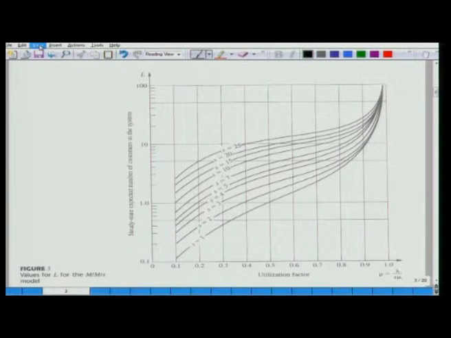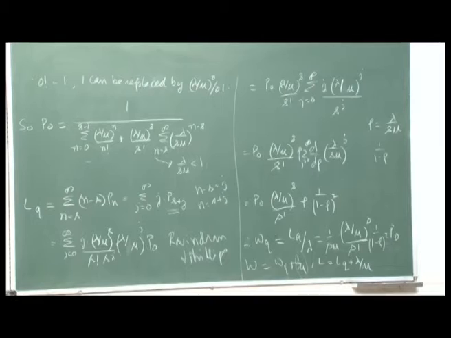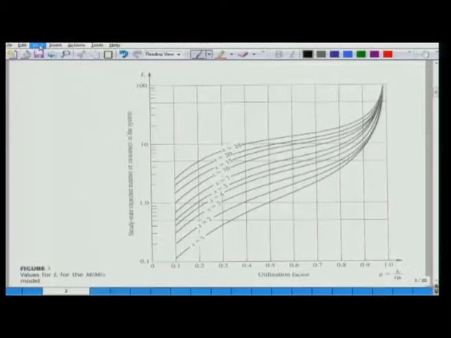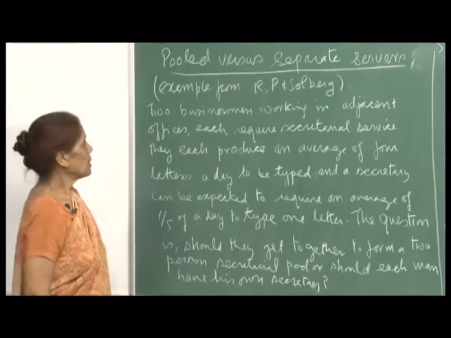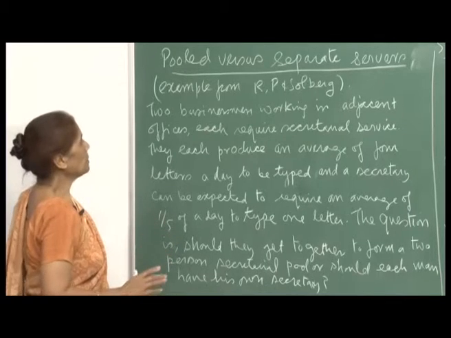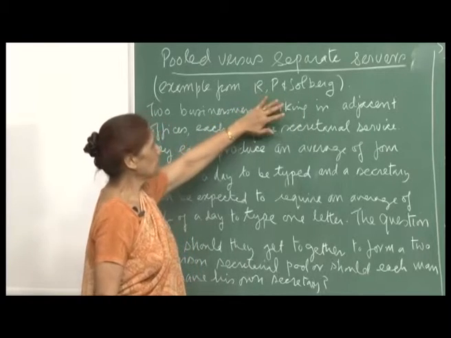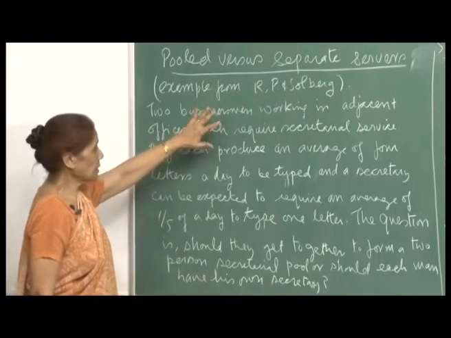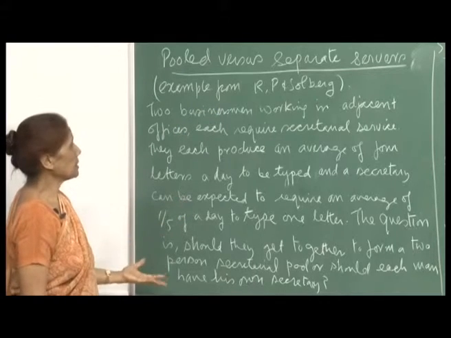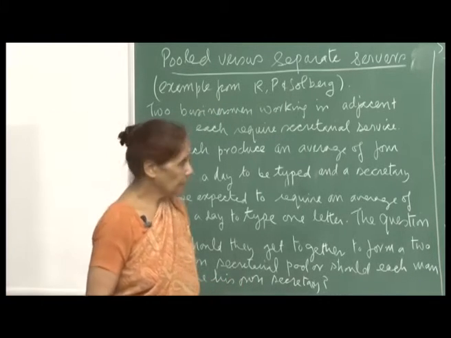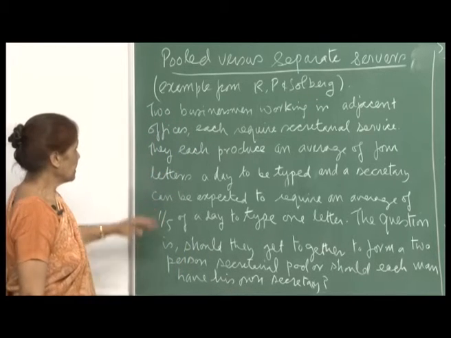So, once you have computed L, then you can find out LQ, you can find out WQ, and you can find out your W. This is just to give you a feeling about multiple servers and how these quantities L, LQ, W, WQ behave. Now, an interesting example from Ravindran, Phillips and Solberg. Actually, there are 3 authors. They are trying to show you pooled versus separate servers and what the conclusion would be. So, let us look at this example.